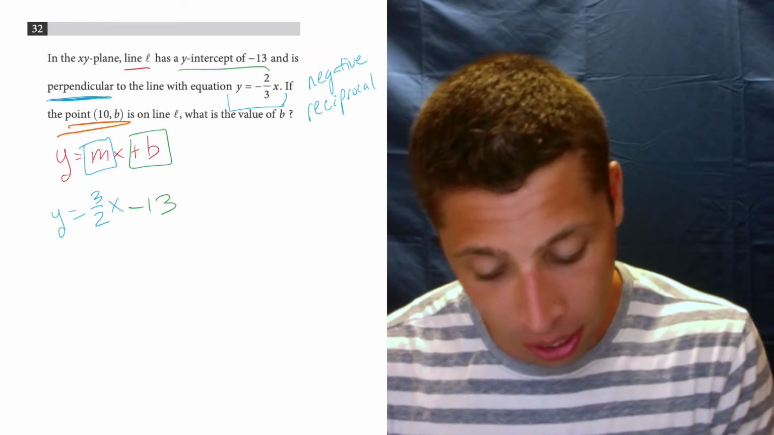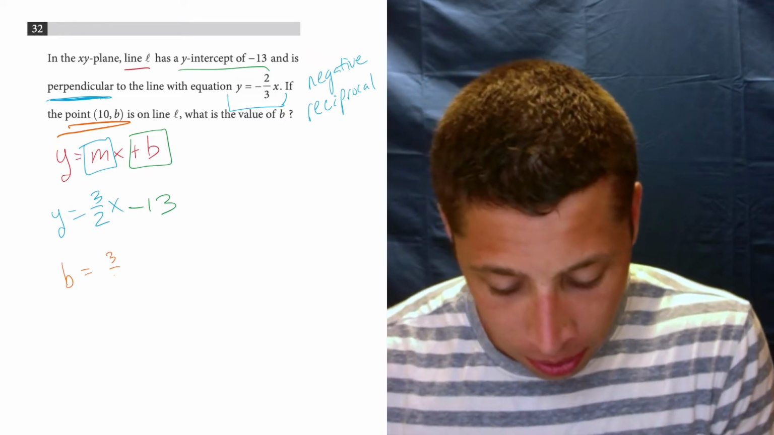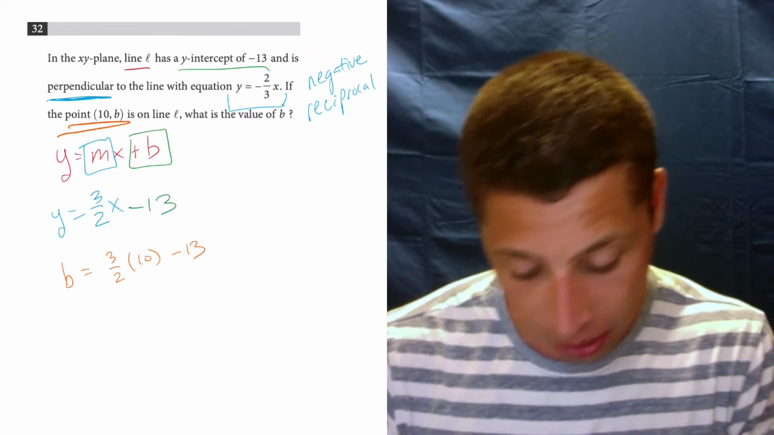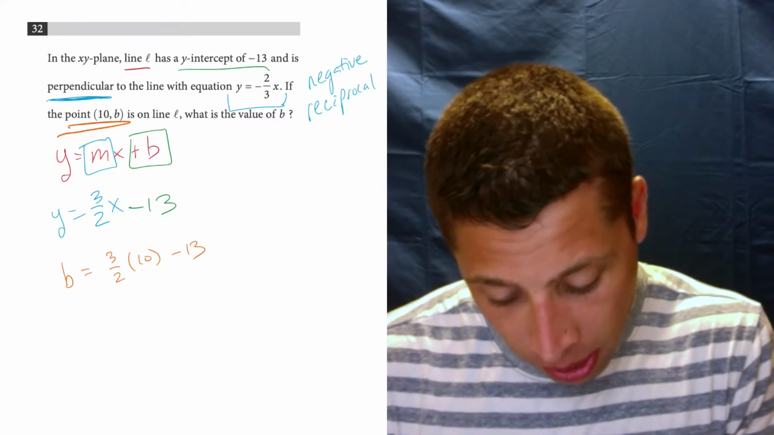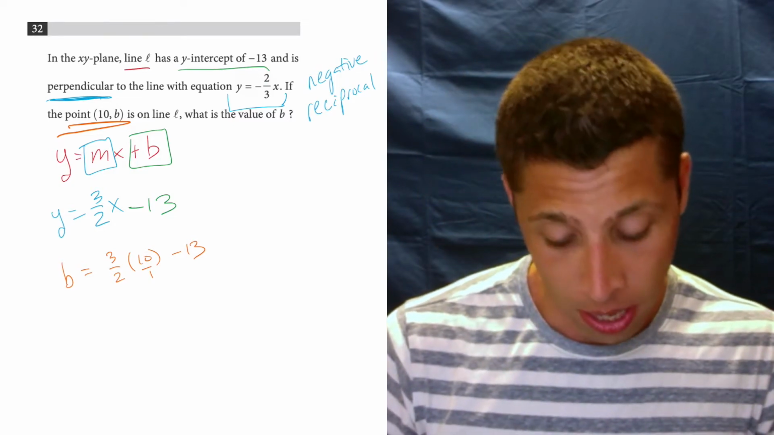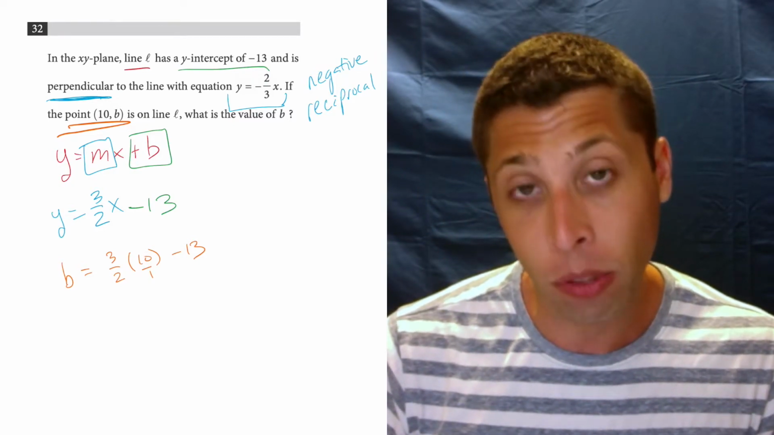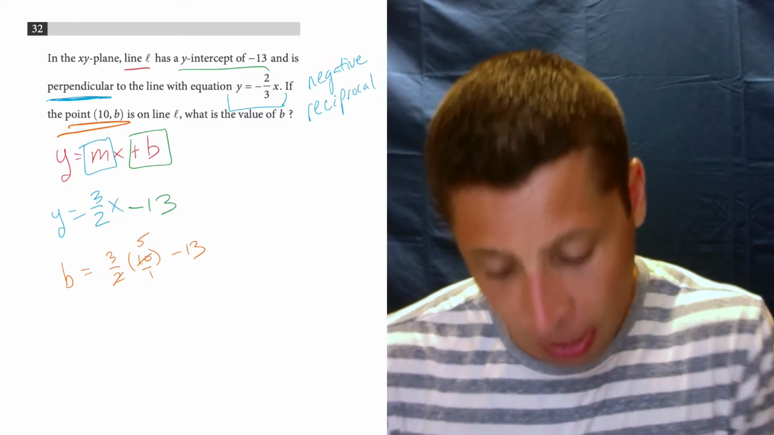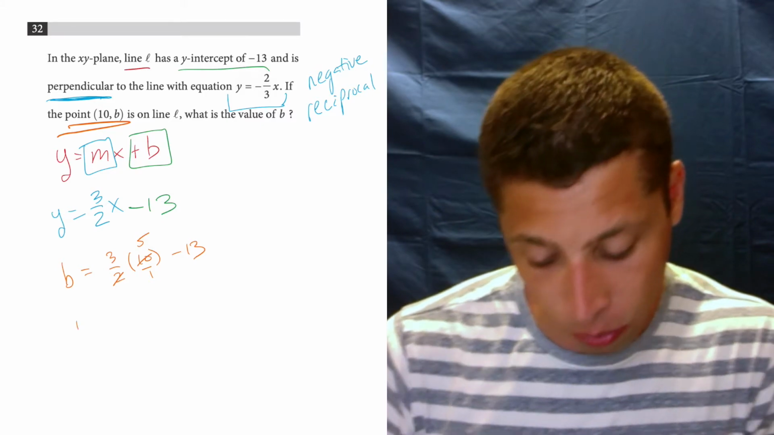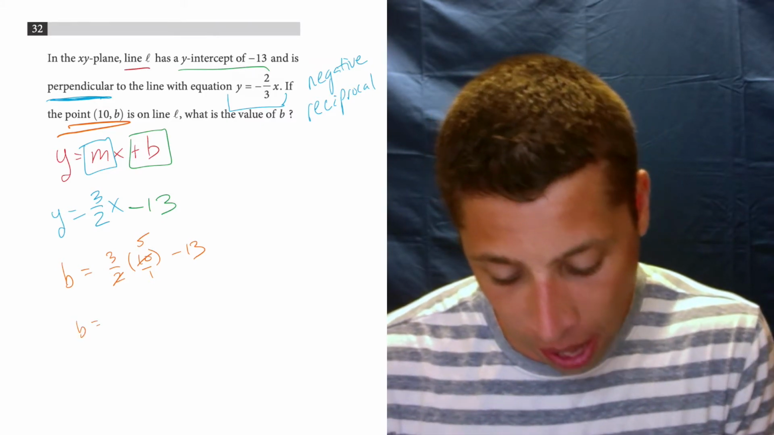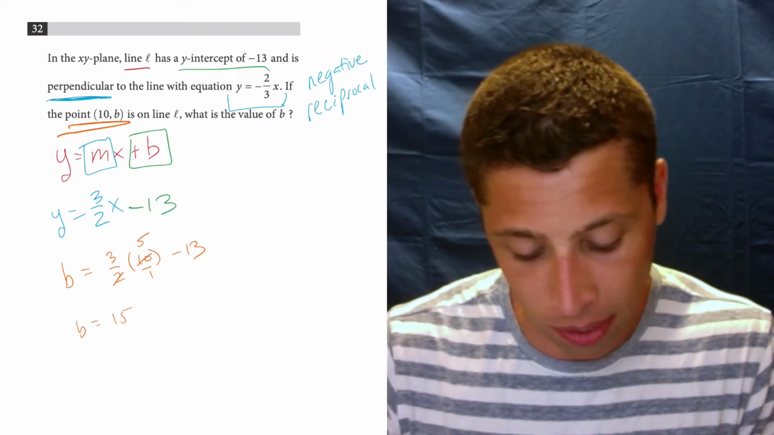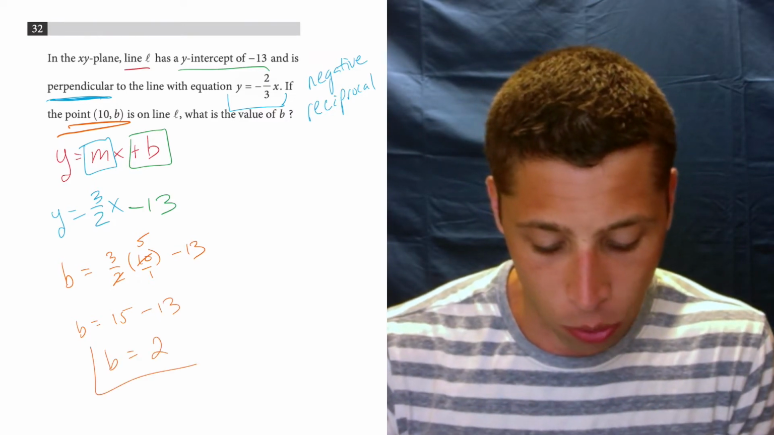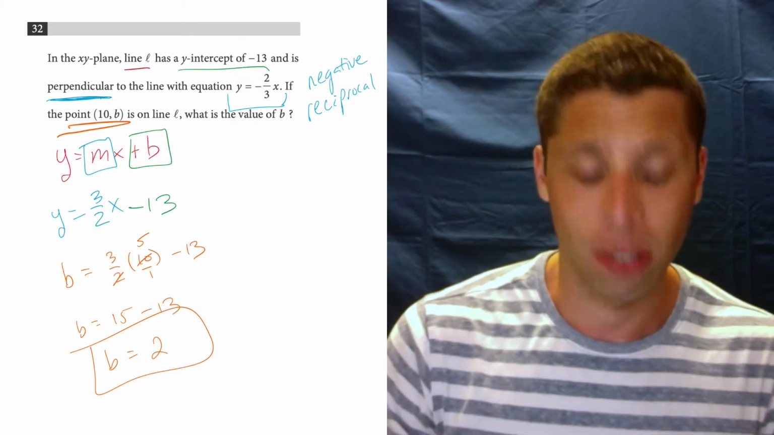So let's do that here. b is the y, and x is 10. So now it's just some arithmetic. The way I would do this is I would do 10 over 1. And when you multiply fractions, you can reduce first. So I would reduce the 2, and the 10 becomes a 5. And so this is really now 3 times 5, which is 15 over 1. So I'm just going to leave it as 15 minus 13. And b would equal 2. And that is the answer.